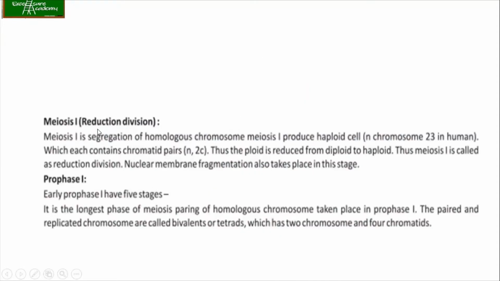Meiosis 1. So this is a reduction division. Meiosis 1 is segregation of homologous chromosomes. Meiosis 1 produces haploid cells, in which it contains N or the 2N. Thus the ploidy is reduced from diploid to haploid, and after that, that is similar to your mitosis. That is meiosis 2. Everyone knows, right? So thus meiosis 1 is called the reduction division.